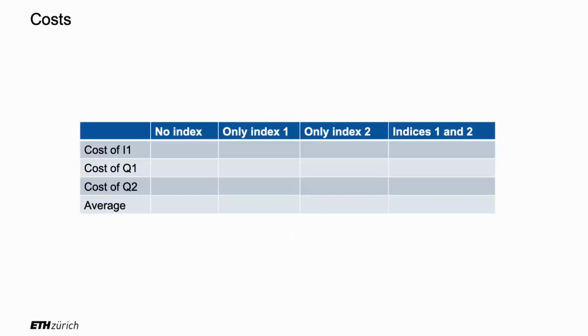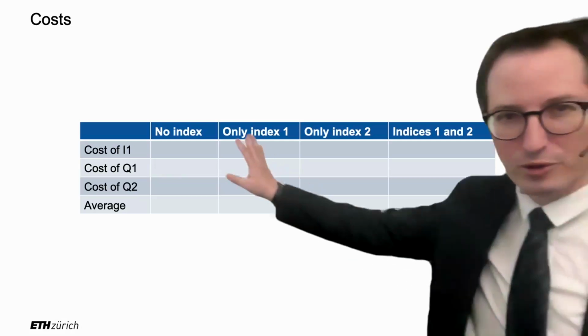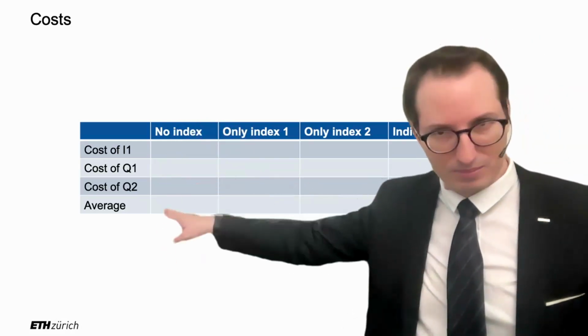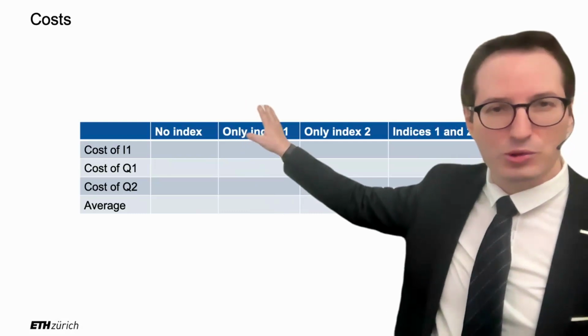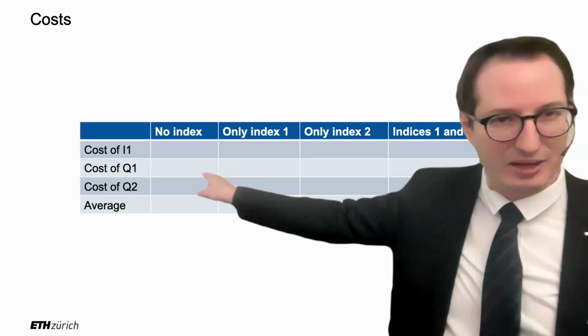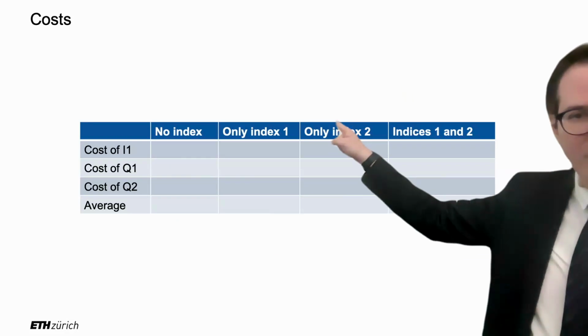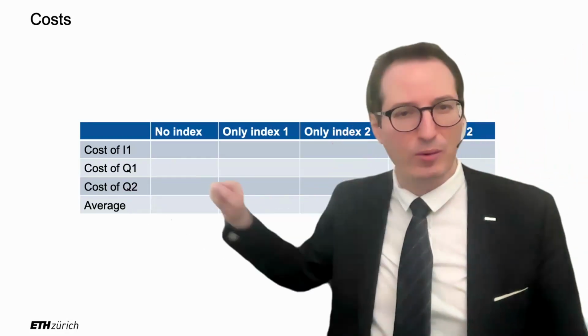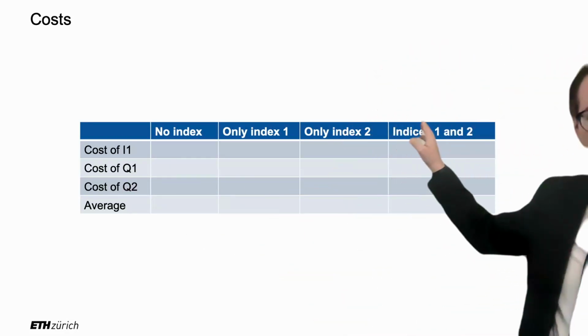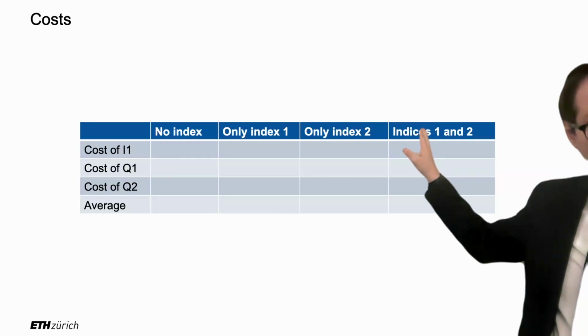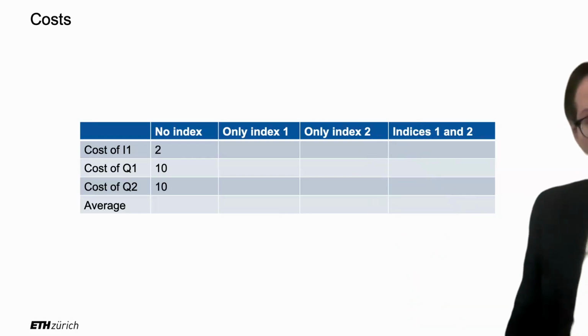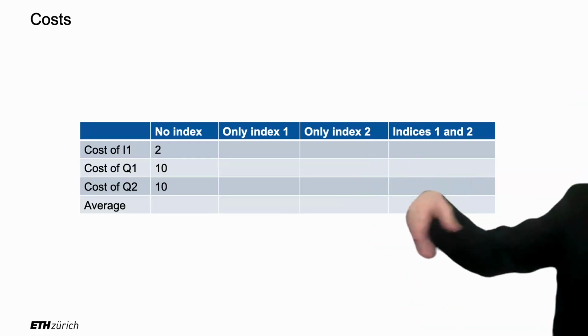The sort of things you can do to estimate that is in terms of costs. So there are 4 possibilities. The first possibility is I choose not to have any index, nothing. Or I choose only to have index 1, that accelerates query 1, but not query 2. Or I choose to have index 2, that's going to accelerate query 2, but not query 1. Or I choose to have both indices, right? And then I try to estimate.